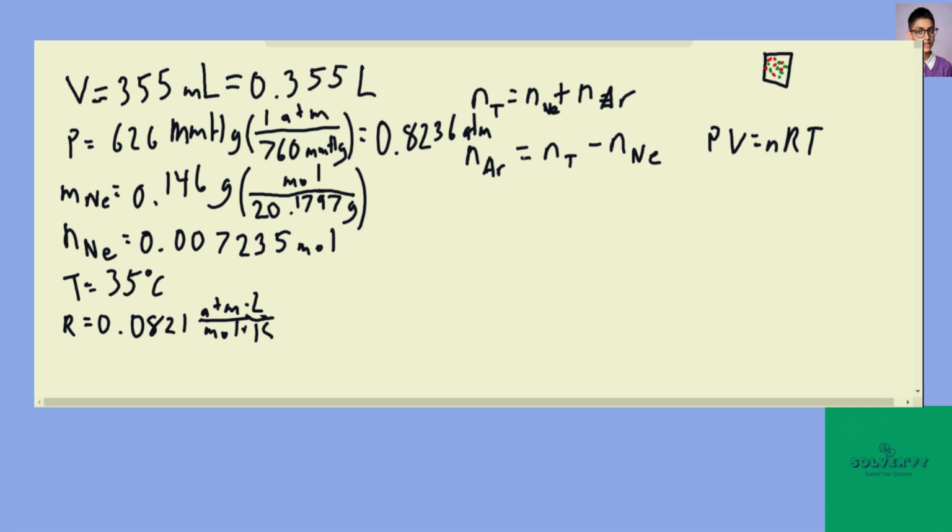Last thing we need to do is take the temperature. We need to convert that to Kelvin by adding 273. So then this will become 308 Kelvin. So now we actually have all the stuff we need.